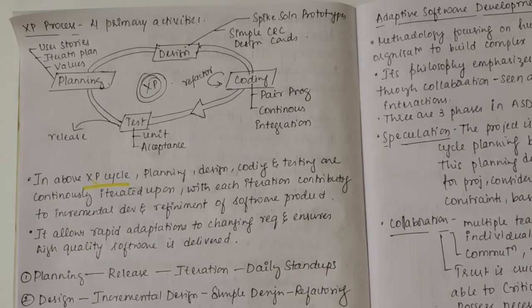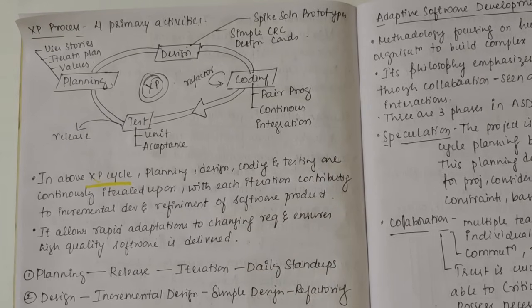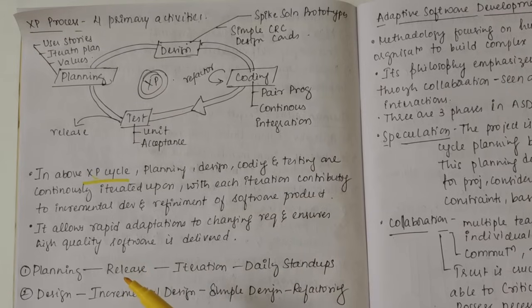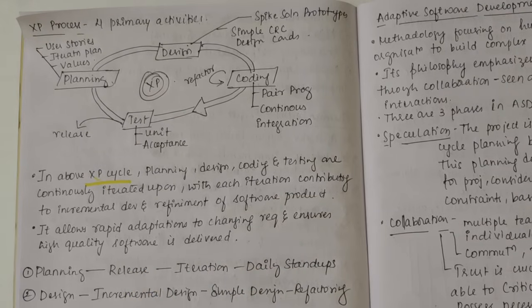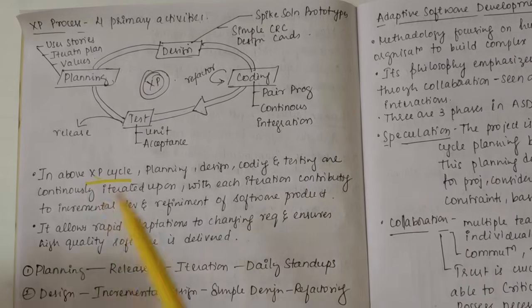Okay, so next we'll look into the XP process. Extreme programming uses the object oriented approach as its preferred development paradigm, and it has a set of practices that occur within the four framework activities. Those activities are planning, designing, coding, and testing. So we'll read this part.